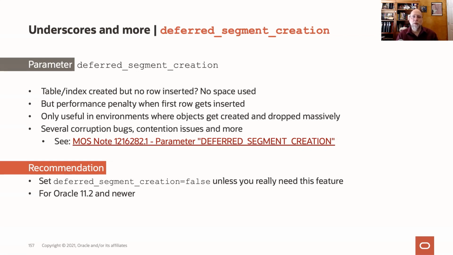So it can save you space and not have extra orphan storage segments around your database for those unused tables. The problem is that there have been maybe 36 or so serious bugs with this feature over the years. And in fact, there's even one still open on 19.10. So for most customers, unless your application tells you specifically to turn deferred segment creation on, we would recommend that you set this parameter to false.